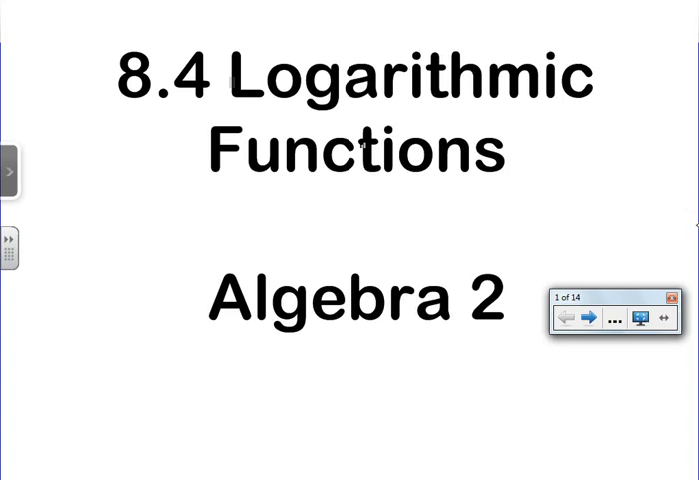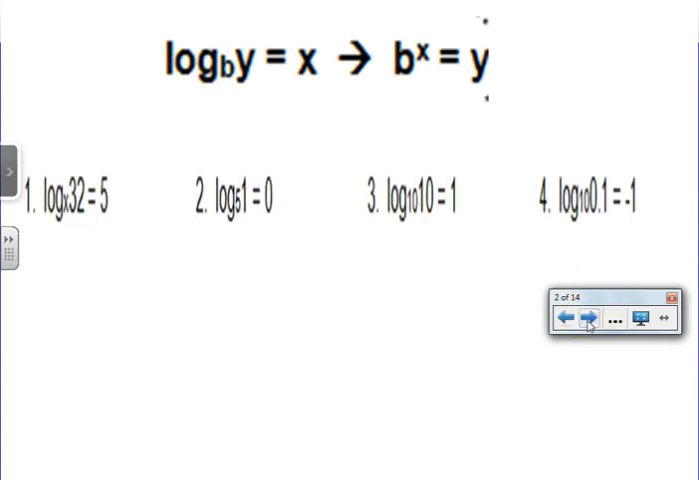Today we're going to talk about a lesson called 8.4, and it's going to have your introduction to logarithm functions. So first, let's talk about logarithmic form versus exponential form. This guy right here is logarithmic form. And then he can be translated to what we call exponential form.